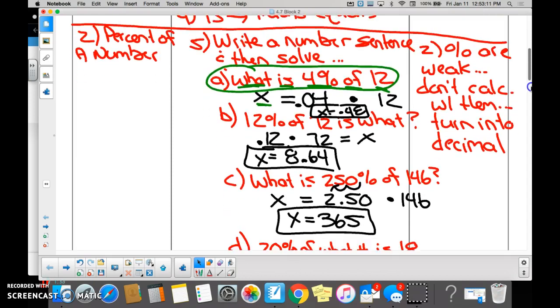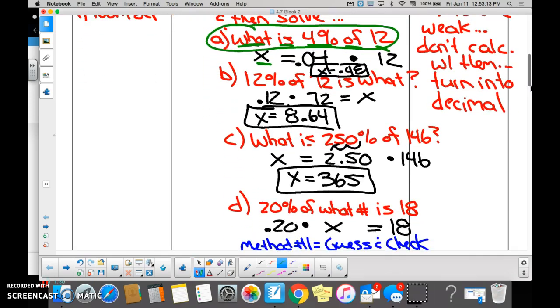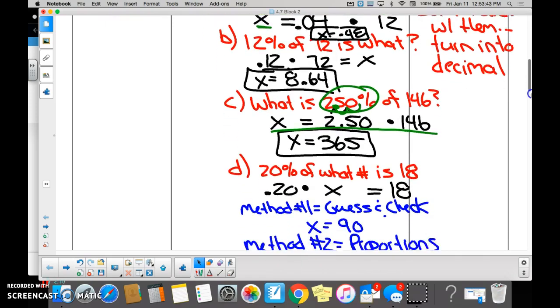C is kind of an interesting one. We wrote our number sentence, X equals 2.50 times 46. Why is 250% 2.50? Somebody tell me, why is 250% 2.50? When you move the decimal point two places to the left, it's 2.50. Yeah, the decimal point ends up being right there. But also 250% represents how many full wholes? 2. And then another half of another one, right? Okay, cool.